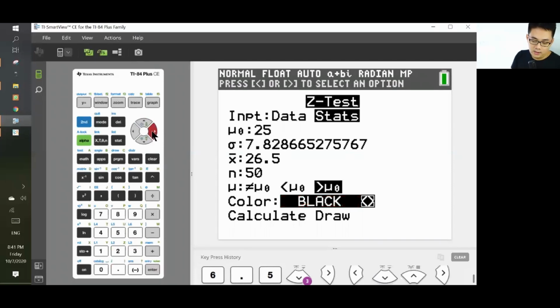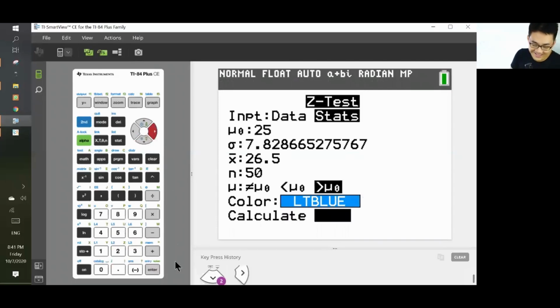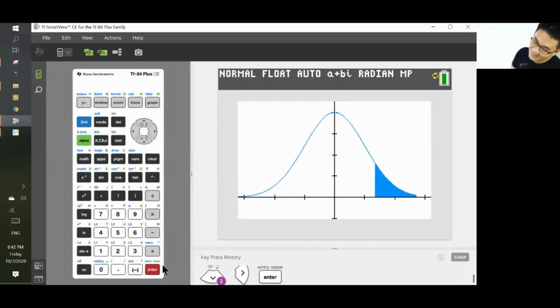Pick your color. Let's see what color I like. I like blue. Of course I like blue. This blue is very nice actually. It's very close to my brand color, so that's why I like this blue.